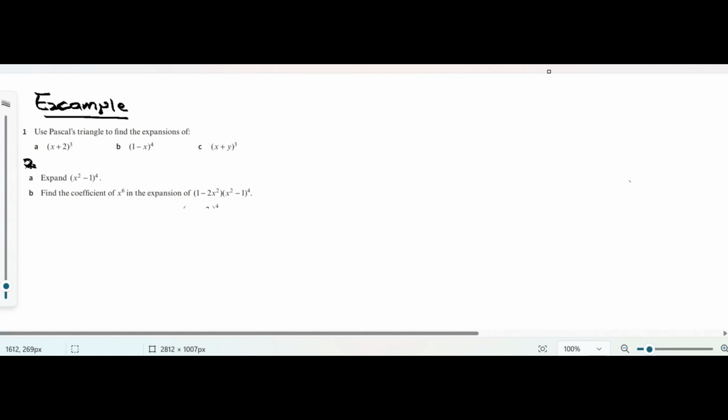I've done question 3, I've done question 1C. Let me quickly explain question 1B, then I will do question 2. I want to write out the expansion for x squared minus 1 all raised to power 4. What is the value of n here? My n is 4. I will write out the coefficients for the expansion of degree 4, which will be 1, 4, 6, 4, and 1.